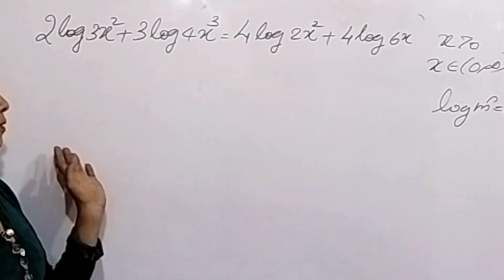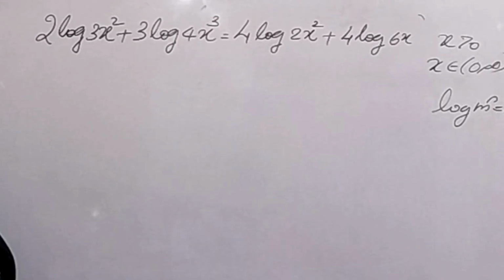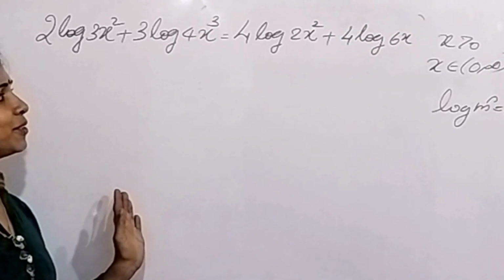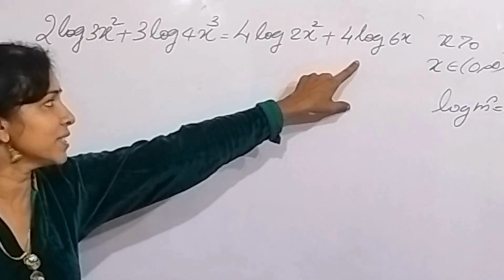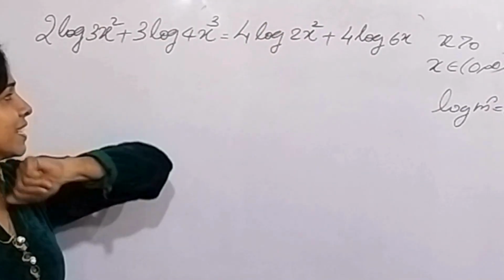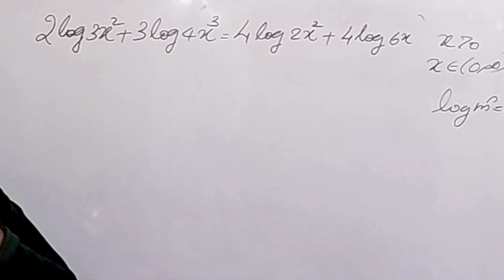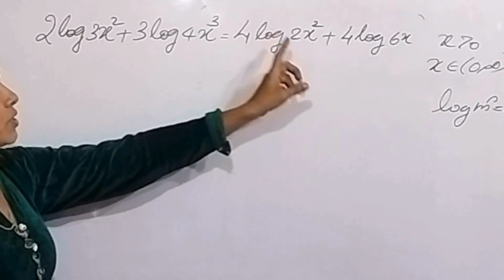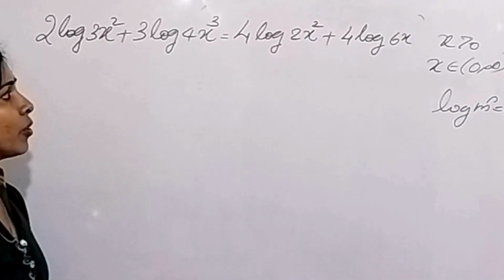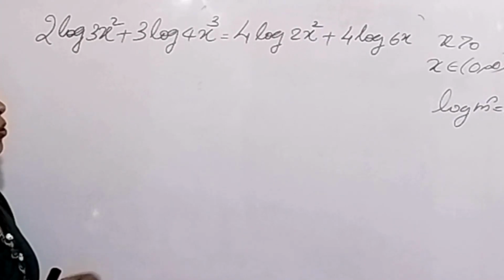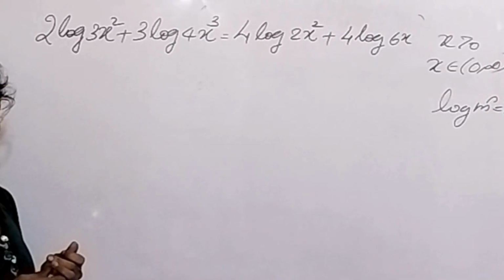So here is another problem: 2 log 3x² + 3 log 4x³ = 4 log 2x² + 4 log 6x. Looking at a glance, we know that we have to apply many rules here. First of all, we have to apply the logarithm of addition and then the logarithm of exponential. So let us go through the rules.